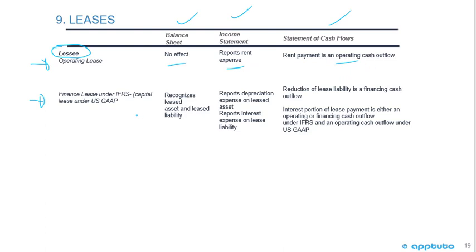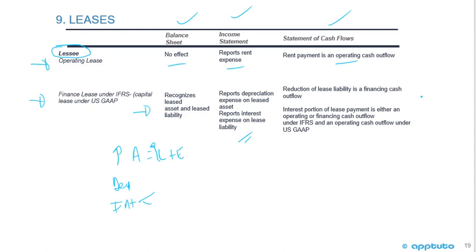Under a finance lease, I'm going to have the asset. Asset goes up, equals liabilities plus equity. Asset goes up, liability goes up. I'm going to have the depreciation expense. I'm going to have the interest expense as I pay back the interest and principal. So on the income statement, I'm going to have depreciation expense on the leased asset, and I'm going to have an interest expense on the lease liability.